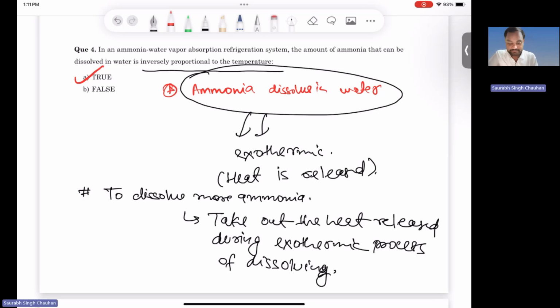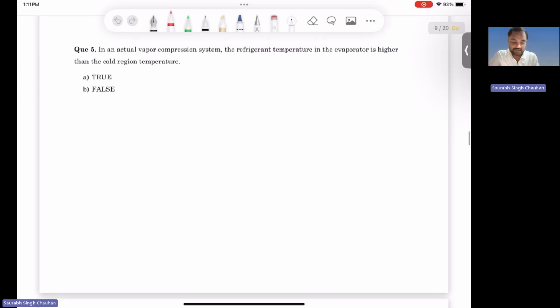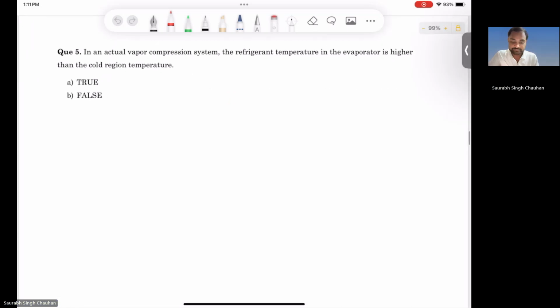I hope this is clear, and we will move to the next question, question number 5. Question number 5 is saying, in an actual vapor compression system, the refrigerant temperature in the evaporator is higher than the cold region temperature. We have to tell whether this statement is true or false. So this is a very easy question. By common sense, you can answer this question.